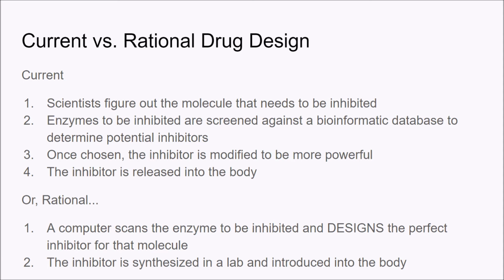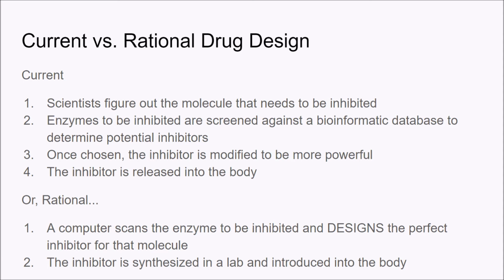So the current model that we've been using since we discovered inhibitors was that we figured out whatever enzyme needed to be inhibited, like that centriole, that division protein. We went ahead and screened that enzyme against a huge database of inhibitors that we had started to gather to figure out which ones might be a potential match, just naturally. And once we chose it, we had to modify it because usually it wasn't exactly the inhibitor that would work on that enzyme, but it was close, so we had to modify it chemically to be more powerful and to fit with the molecule we wanted it to fit with. And then we would release it into the body, and voila, the process would be stopped.